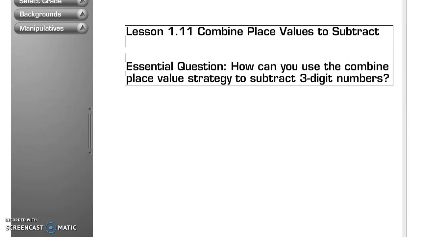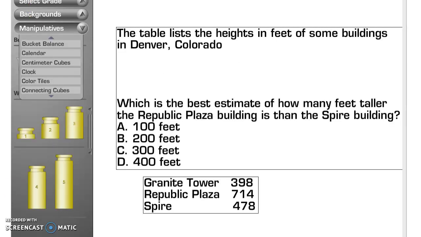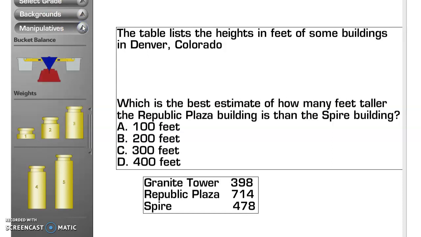Today is lesson 1.11, combine place values to subtract. Our essential question is, how can you use the combined place value strategy to subtract 3-digit numbers? So first, what we're going to do is look at this table.